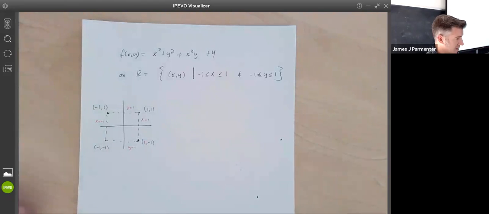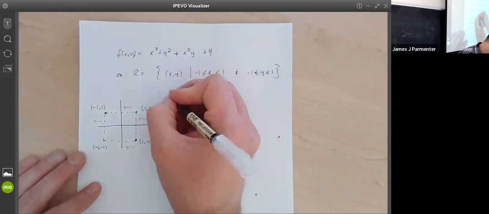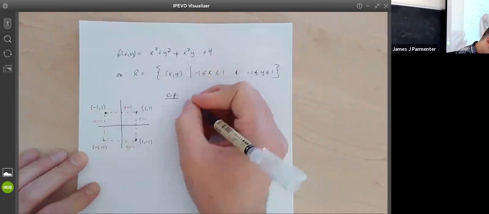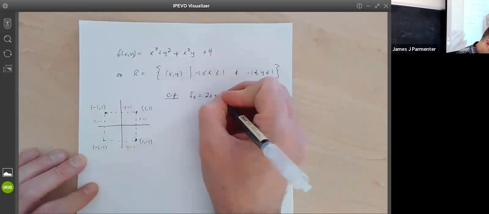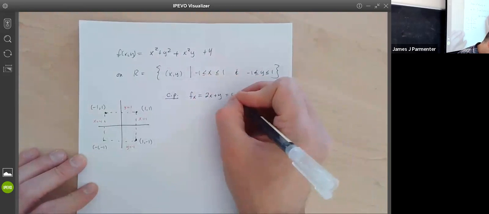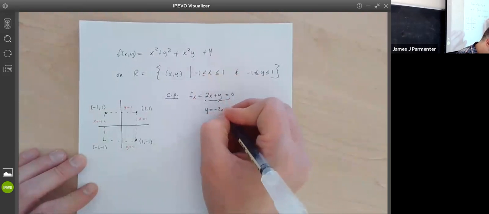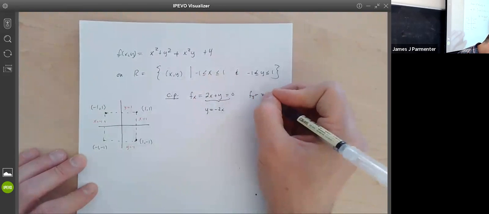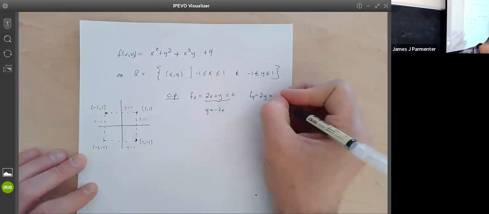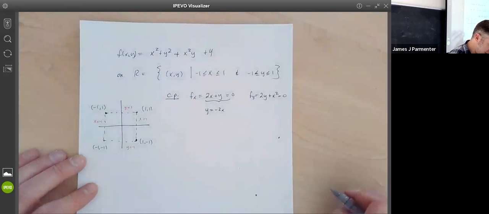Before I do either of those things, I'm actually going to first find the critical points. So for critical points, I'm going to find my partials. f_x is 2x plus y. Set that equal to 0. That's going to give me y equals -2x. And f_y is 2y plus x squared, equal to 0. Feels a little messy, I've got to say.